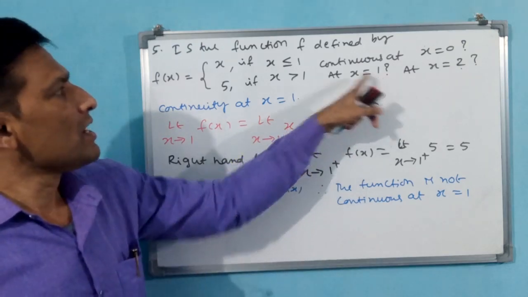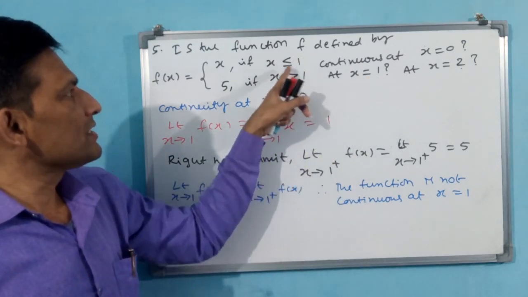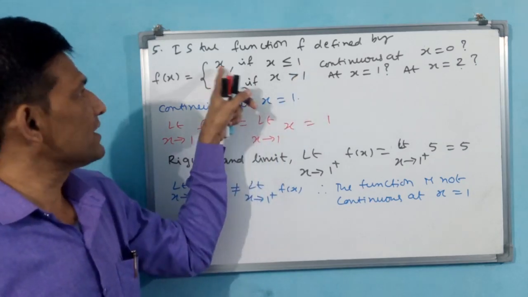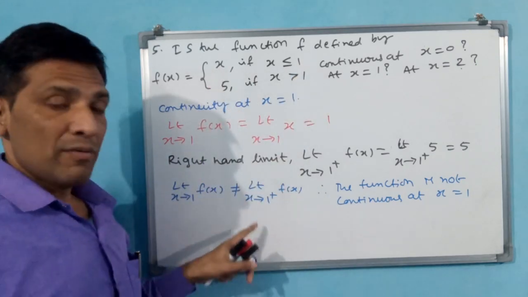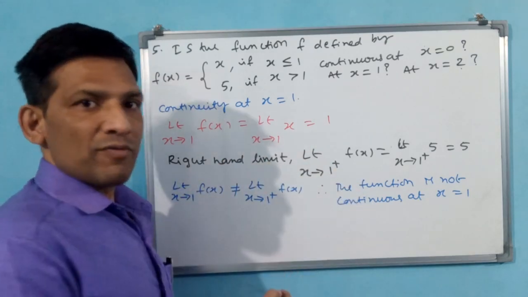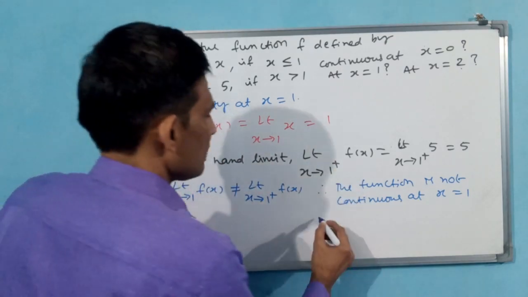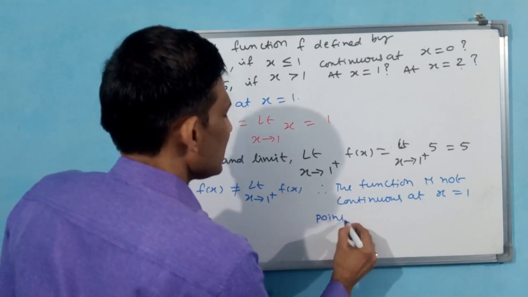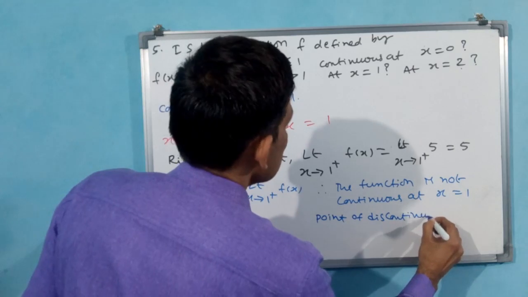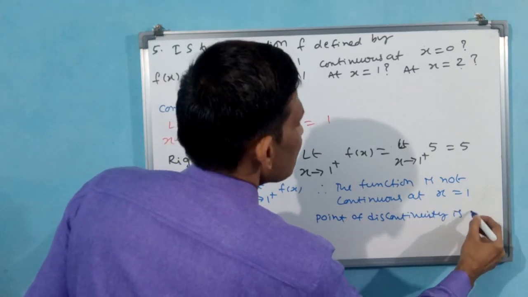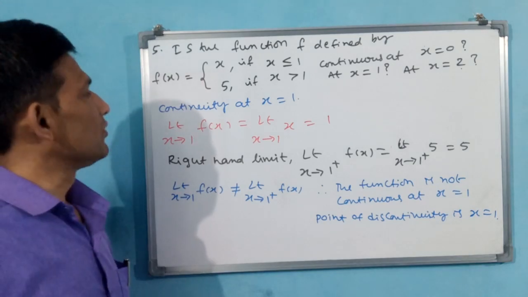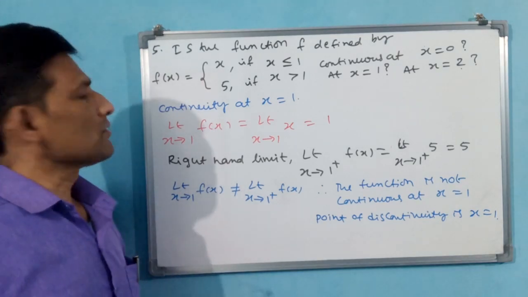Okay, not continuous at x equal to 1. Logically, if you see, in one place only the logical conditions are changing. You see, equal to 1, greater than 1, changing x and 5. That is why the possibility of discontinuity is at 1 only. Okay, then you write: point of discontinuity is x equal to 1. Okay, point of discontinuity x equal to 1. This much you write and close this question.